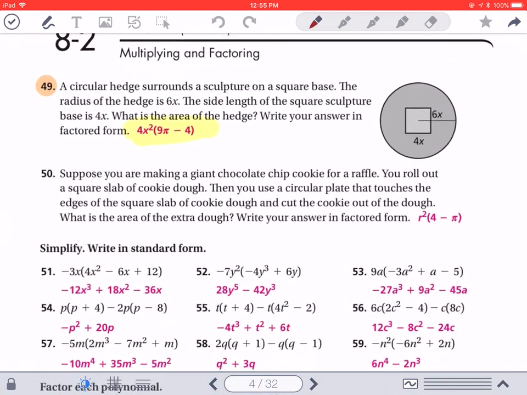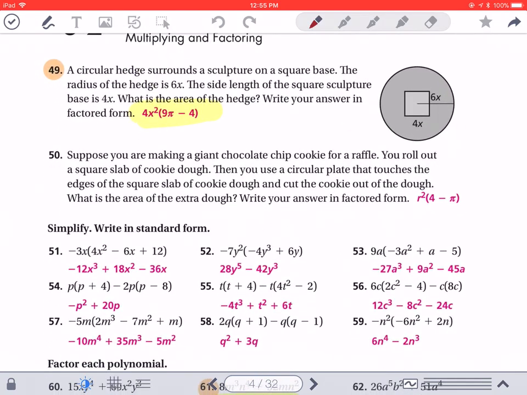It says circular hedge surround. Looking at number 49, a circular hedge surrounds a sculpture on a square base. The radius of the hedge is 6x. The side length of the square sculpture is 4x. What's the area of the hedge? So we're trying to figure out the area of the hedge. We got to subtract that square in there from the circle.